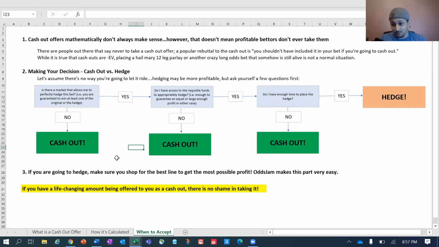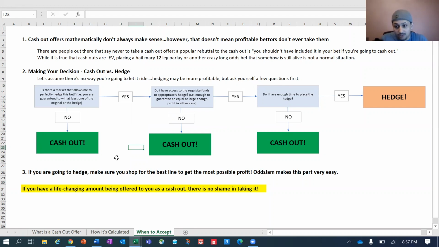If you're expecting to win a 12 leg parlay, that's not crazy juice, that's insane. So you're not expecting to win that bet is basically what I'm saying. So it's not a normal situation and you're going to see a huge cash out offer. There are a lot of factors at play that could limit you from hedging, like whether you can actually put that amount down on a sportsbook. If you're limited, you might not be able to. You might not have access to the funds.